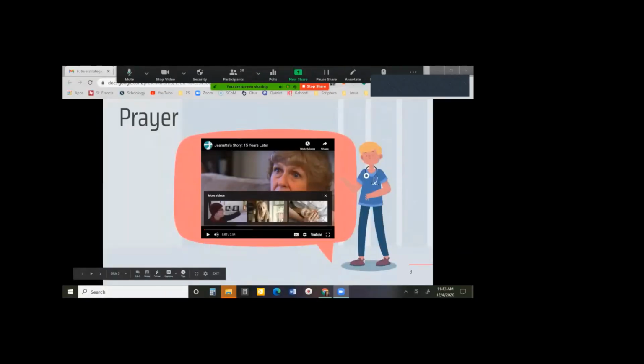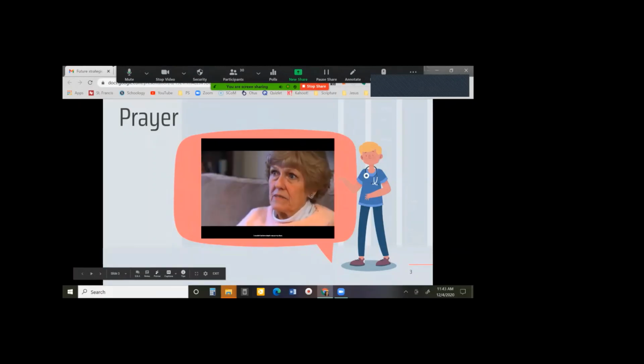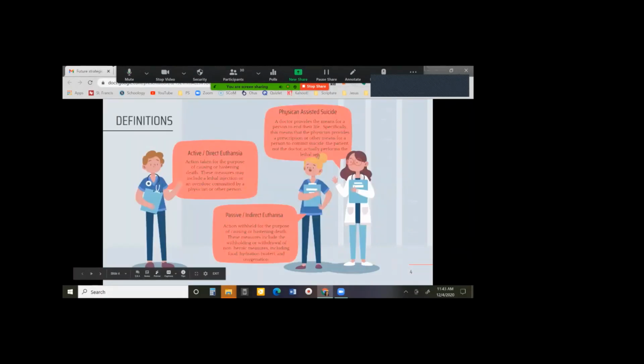To begin with, we should define our terms. So we have physician-assisted suicide, active or direct euthanasia, and passive or indirect euthanasia. Physician-assisted suicide is when a doctor provides the means for a person to end their life. Specifically, this means the physician provides a prescription or other means for a person to commit suicide. The patient, not the doctor, actually performs the lethal act.